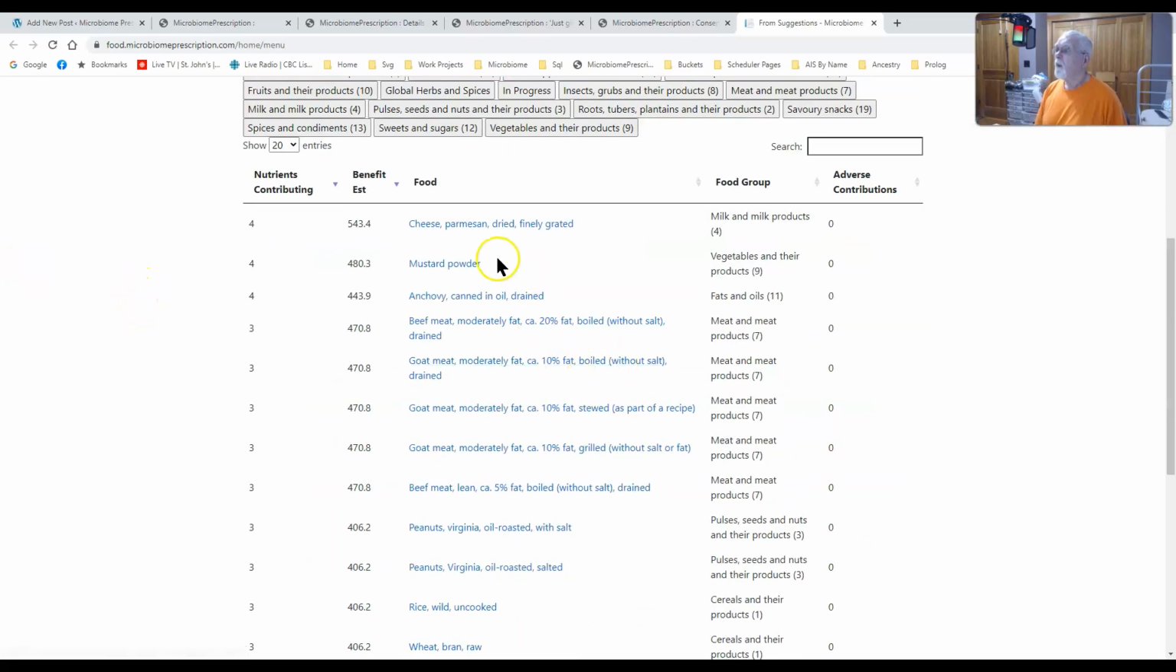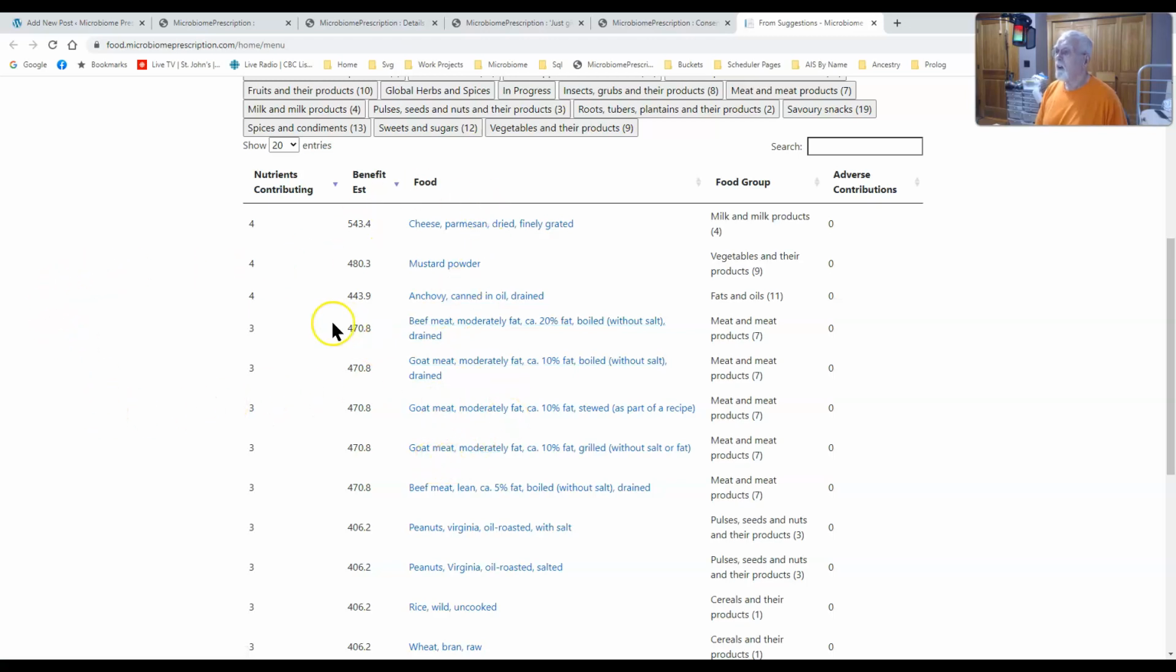Okay, number one, we have cheese, parmesan, etc. Now, cheese contains butyrate, which agrees with our earlier suggestion of sodium butyrate. In other words, it's a natural form of butyrate. We have mustard powder and anchovies. Anchovies, yes. On pizza, probably not. Moderate fat beef. Generally, hamburgers are made with cheap beef, which means high fat, goat milk, etc.